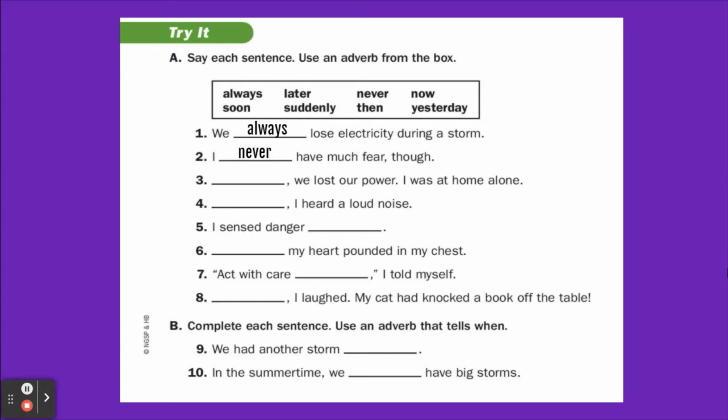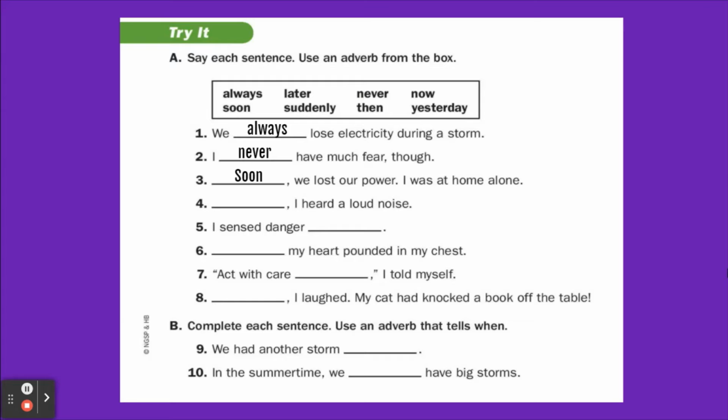Okay, let's go and look at number 3. Blank. We lost our power. I was at home alone. Soon. So let's go ahead and read it together. Soon we lost our power. I was at home alone. Okay. Let's do number 4.